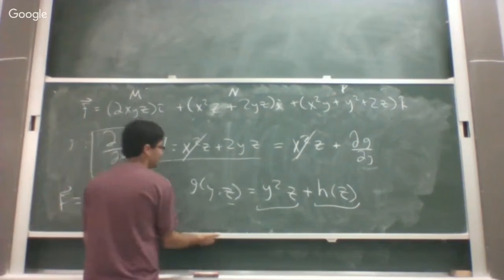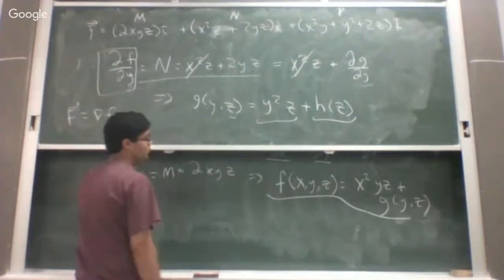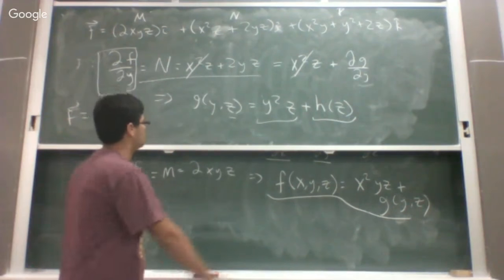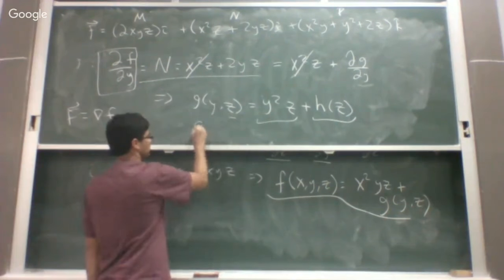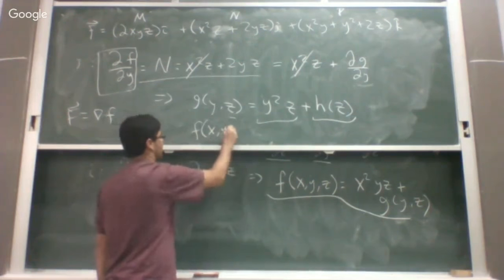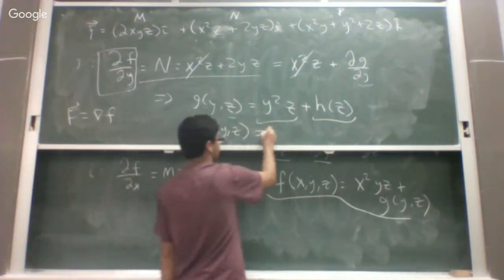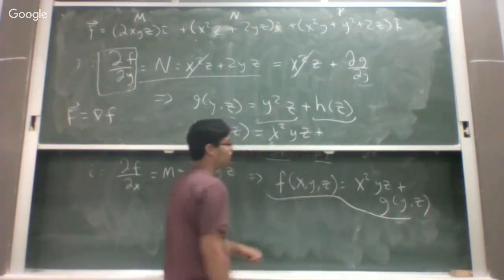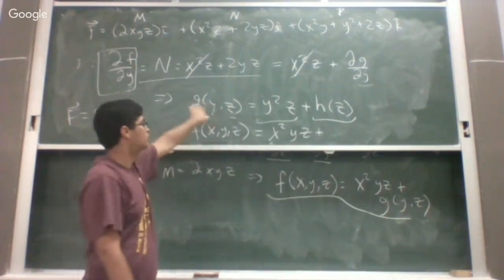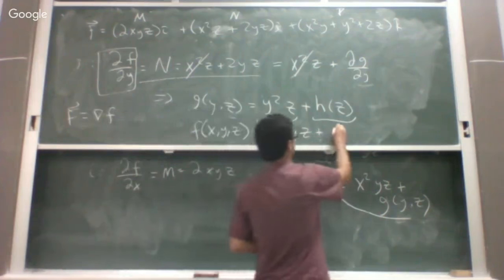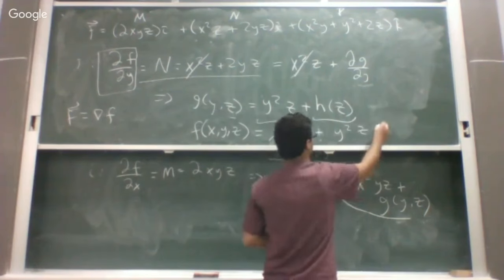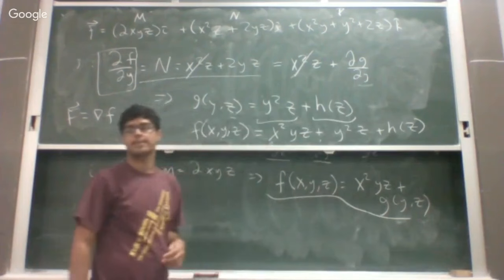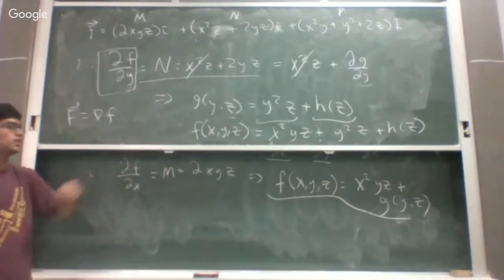Okay, now we have to find h of z. So I'm going to write up here this part. So f of x, y, z is equal to x squared yz. Instead of writing g of yz, we found what that is. So plus y squared z plus h of z. So we filled in that spot.